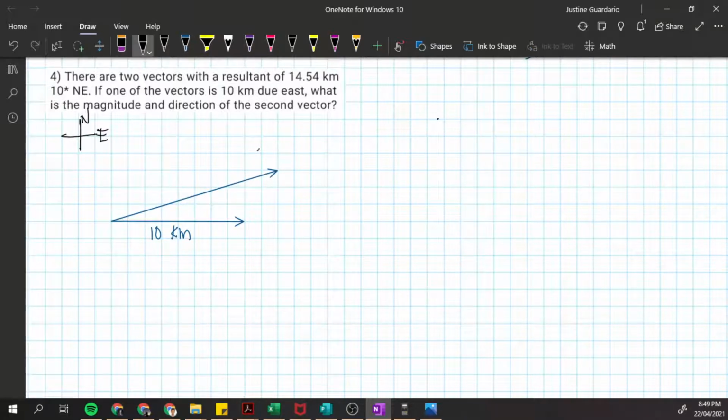Now, we need to find the angle and the magnitude of our second vector. This will be our second vector. Ayan. So, this will be our vector 2. But, ano pa mga binigay sa atin? Our resultant vector is 14.54 kilometers, and that is 10 degrees north of east. So, basically, the angle here is 10 degrees. Okay? Kasi ito yung reference x-axis natin eh. If we put an x and y coordinate system here, we have x and y axis here or the east and north system. Therefore, eto, meron na tayo niyan.